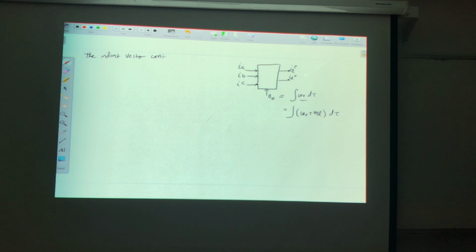So someone will say there's a direct. If this one is indirect, there must be a direct. Yeah, there's a direct vector control in which this theta is estimated from the flux linkage. This we can discuss later on, if we have time.